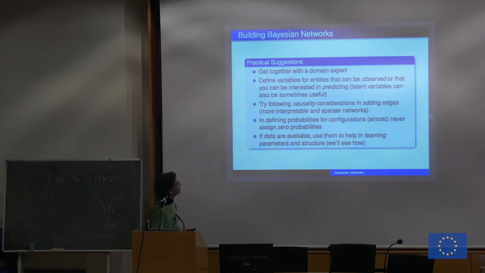Finally, how to come up with the Bayesian network modeling, let's say, your domain of interest, okay? A few tricks and suggestions. Well, first of all, typically you have to get together with a domain expert, because the domain expert can tell you what are the relevant variables, what are the possible causal relationships, which are pretty important, and so on. You define variables for the entities of interest, either that can be observed, that you know you can measure, or that you are interested in predicting, like the diseases, the pathologies, but maybe you can't measure.